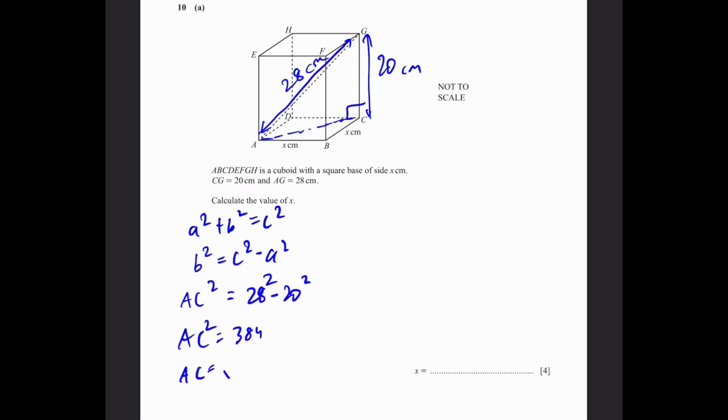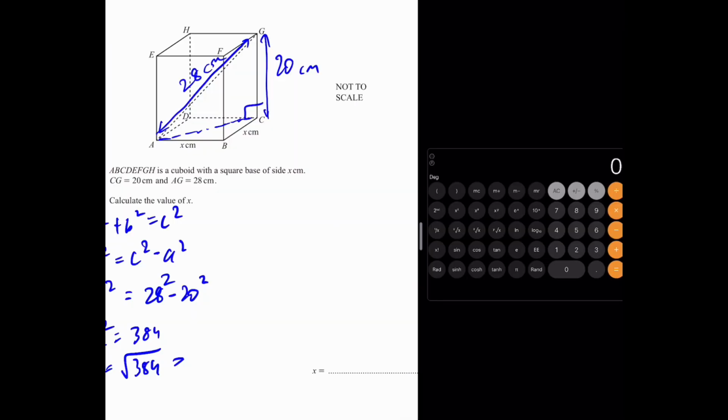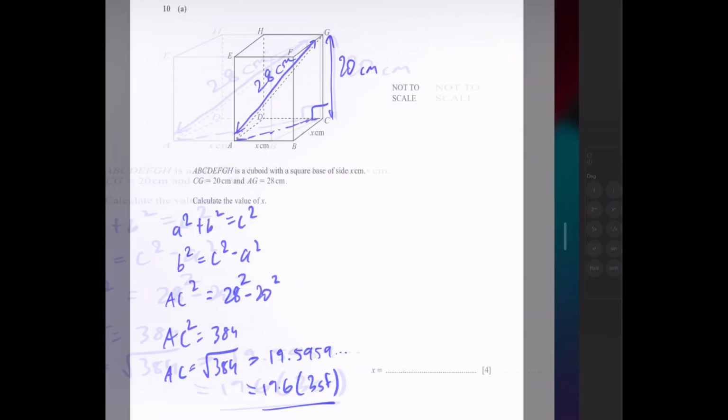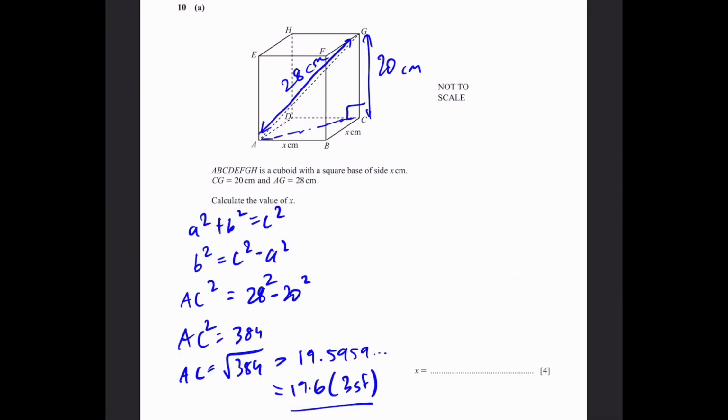So AC is root 384, right? And let's just do that. Now, we can just square root to get 19.5959 goes on. So 19.6 to 3 significant figures. So now we found one side length. And the side of the triangle is actually the hypotenuse of another right angle triangle, which is triangle ABC.